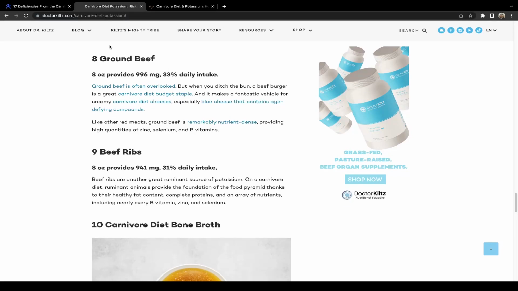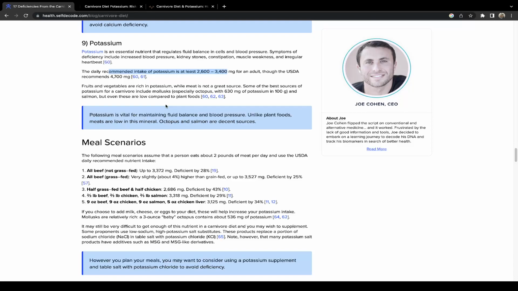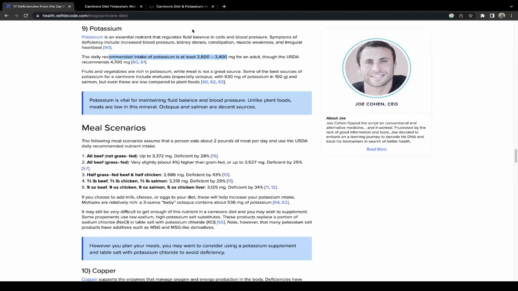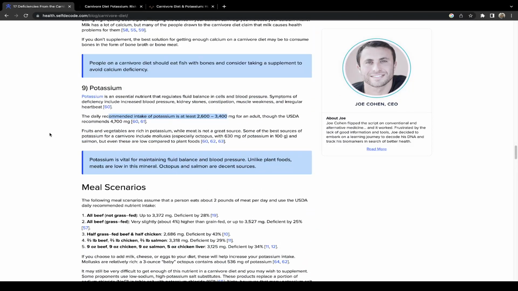Potassium, you can get it from carnivore. You don't need as much potassium as they say you do. And I'll leave these links to these websites in the description. Hopefully you take this information. If you're feeling anxious about getting potassium, just eat meat. Beef is king.